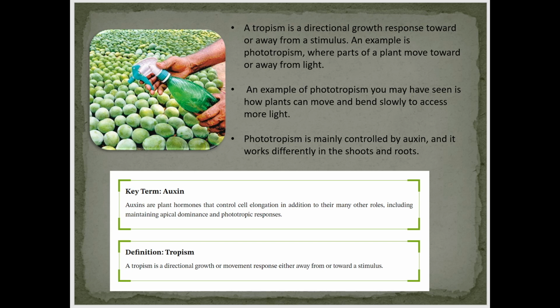Phototropism is mainly controlled by auxin hormone, and it works differently in the shoot and roots. One of the key processes in auxin: auxin hormones control cell elongation, in addition to many other roles, including maintaining apical dormancy and the phototropic response. Phototropism means a directional growth or movement response, either towards or away from a light stimulus.